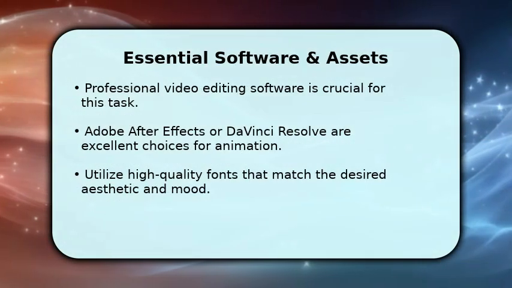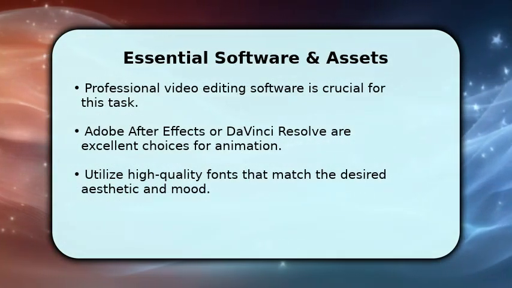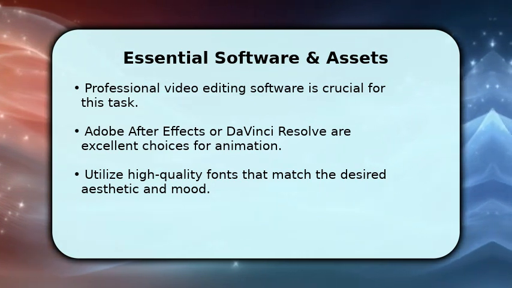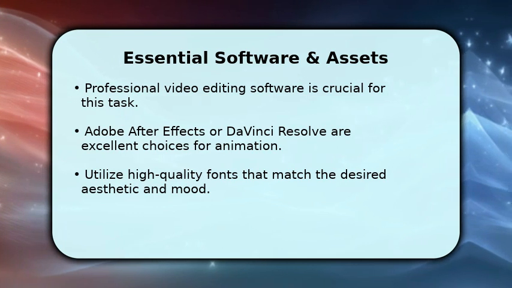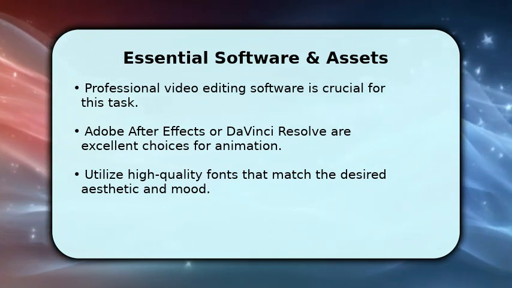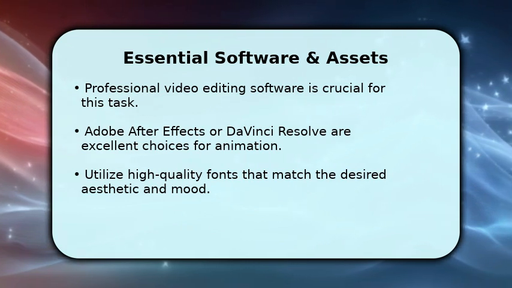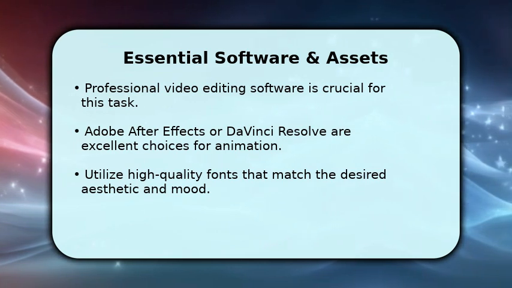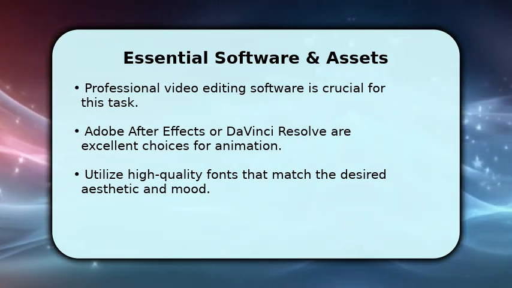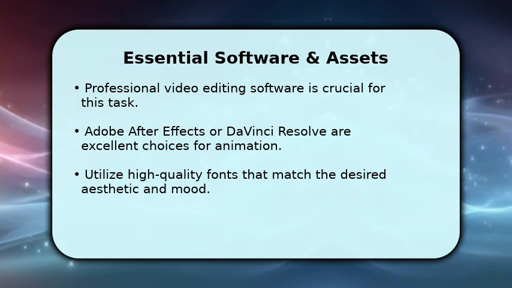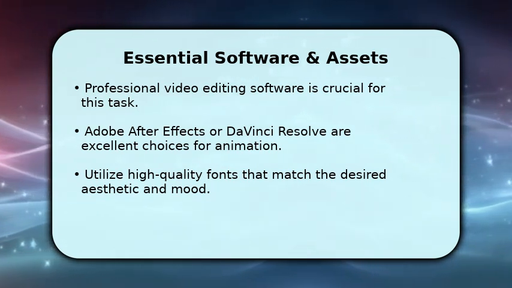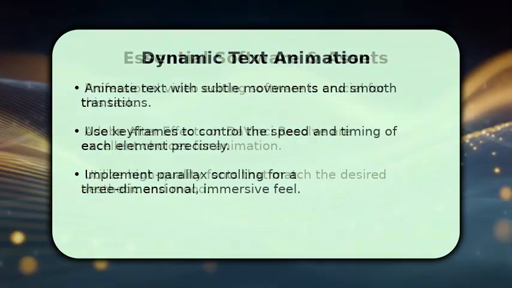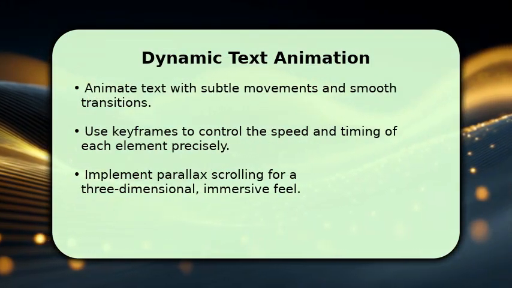To begin, you will need robust video editing and motion graphics software. Programs like Adobe After Effects or DaVinci Resolve offer the powerful features necessary for complex text animations and visual effects. Selecting appropriate, high-quality fonts is also vital to convey the right tone. Additionally, incorporating subtle background elements, whether stock footage or custom graphics, can greatly enhance the overall visual richness of your credit sequence. Now, let's focus on bringing your text to life.